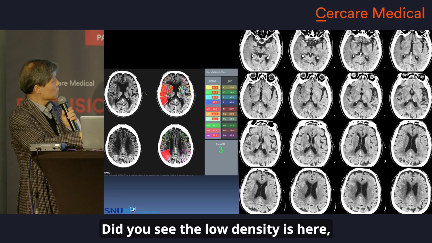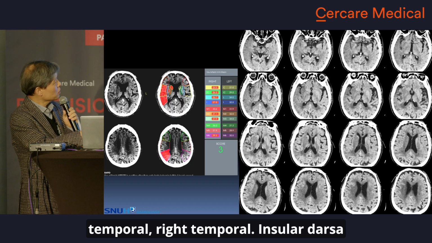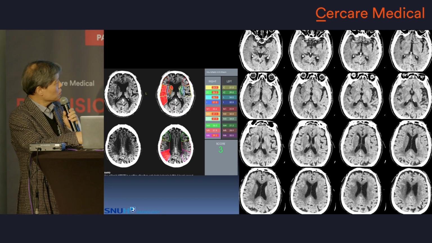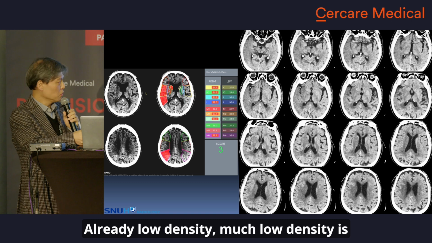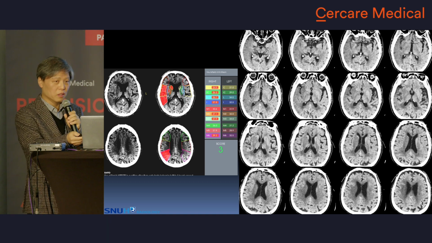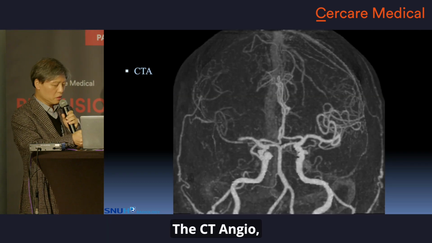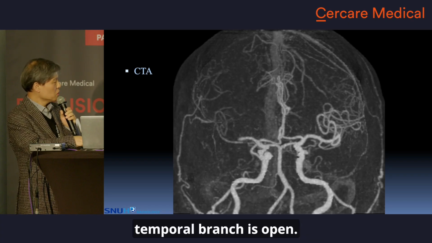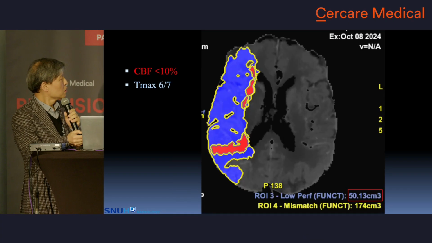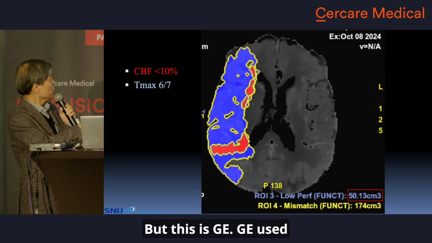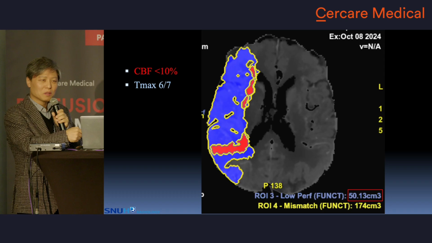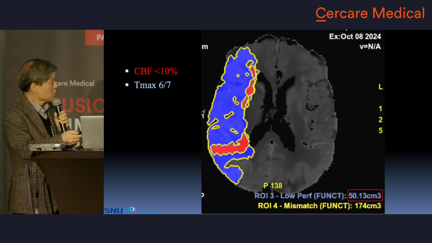Did you see the low densities here, the right temporal? The insular dot sign is here, the MCA dense sign is here. Much low density is already visualized on non-contrast CT. The CT angio shows MCA occlusion, but another temporal branch is still open. But this is GE. GE used a CVF 10% threshold. That's why I don't know.